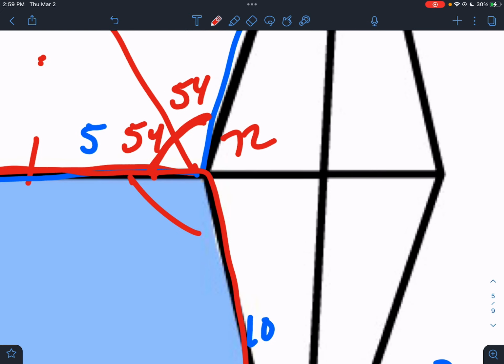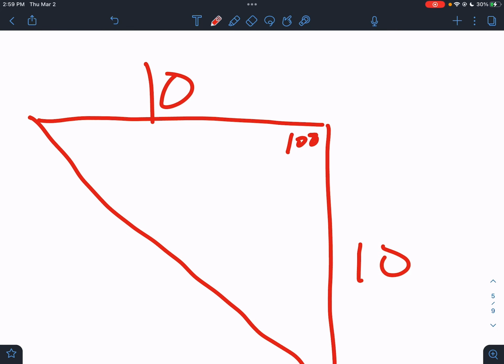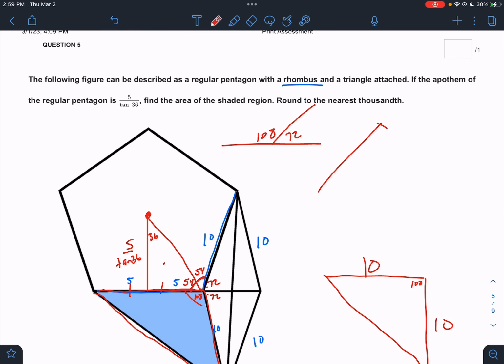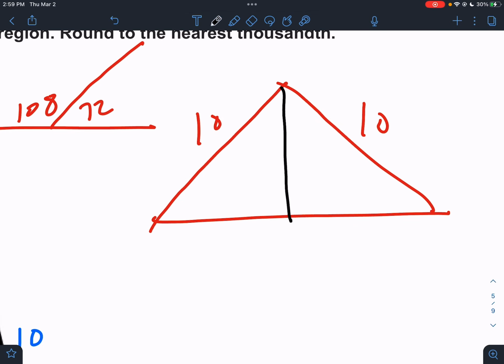Well, in a rhombus, we know that these are equal, so this is also 72, which means this is also 108, because that's another linear pair. So our triangle has a 108 here. Now, I don't like looking at it sideways like that, so I'm going to draw where the 108 is at the top. So we have 10 and 10, and then what I'm going to do is splice it with a height, making it 54 and 54.